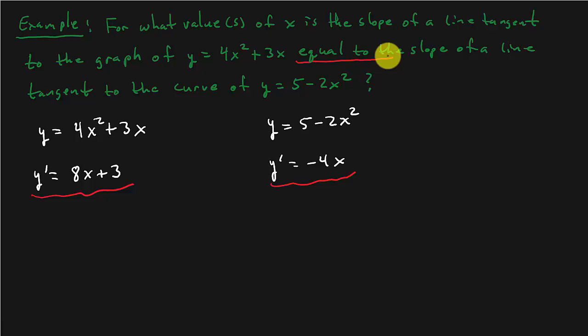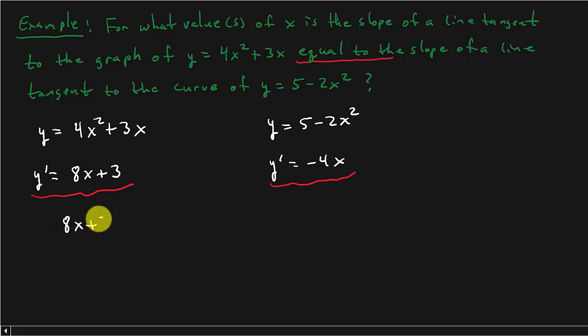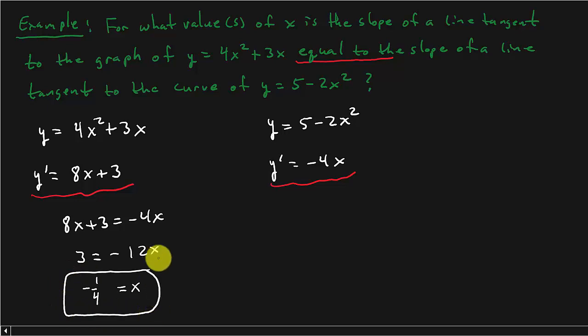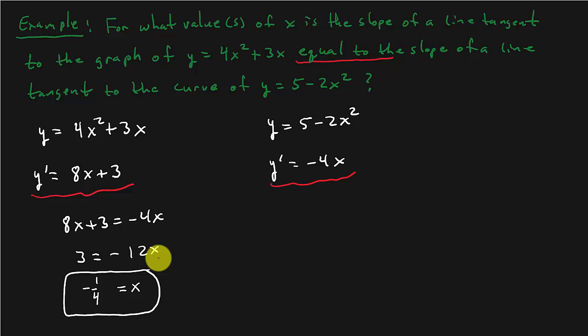Well, that's pretty easy, isn't it? We just set them equal to each other and solve for x. So I've got 8x plus 3 equals negative 4x. And so that's going to be 3 equals negative 12x. So I get x equals negative 1/4. So at x equals negative 1/4, that's when the slopes of the tangent lines are the same.